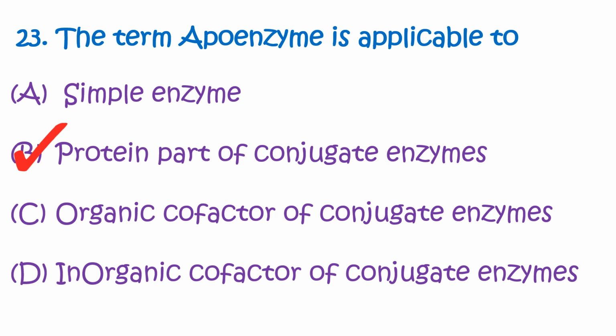Now the cofactor which is tightly bound to the apoenzyme is called the prosthetic group. For example, the heme prosthetic group which is attached to catalase or the peroxidase enzyme. Now the apoenzyme becomes enzymatically active only when it is bound to a cofactor, and together it is called holoenzyme. So here the correct option is the protein part of the conjugate enzyme.